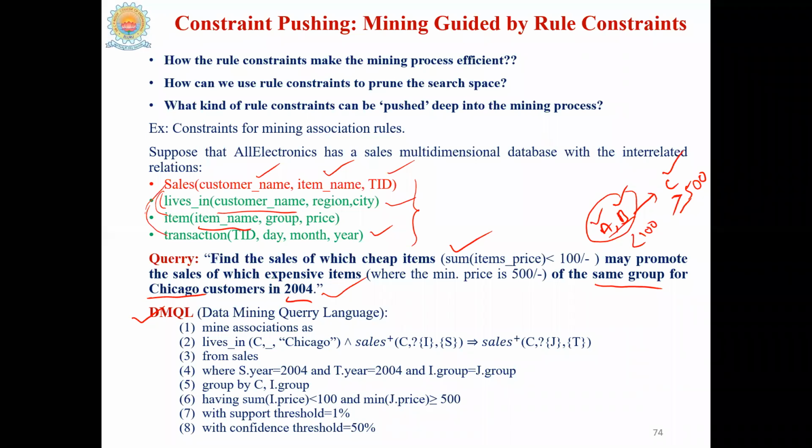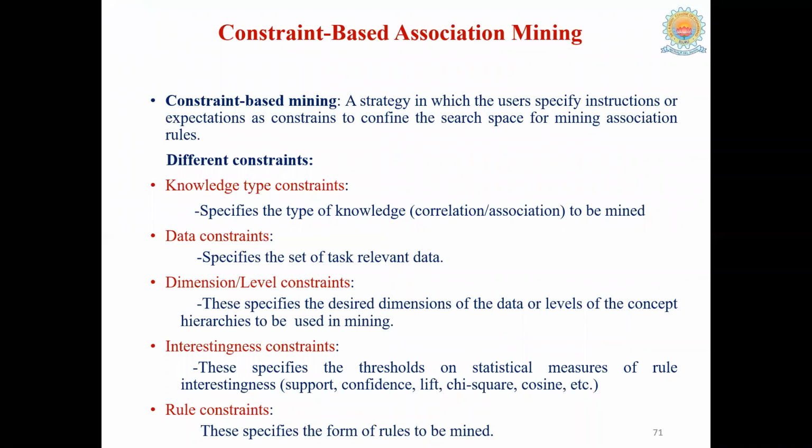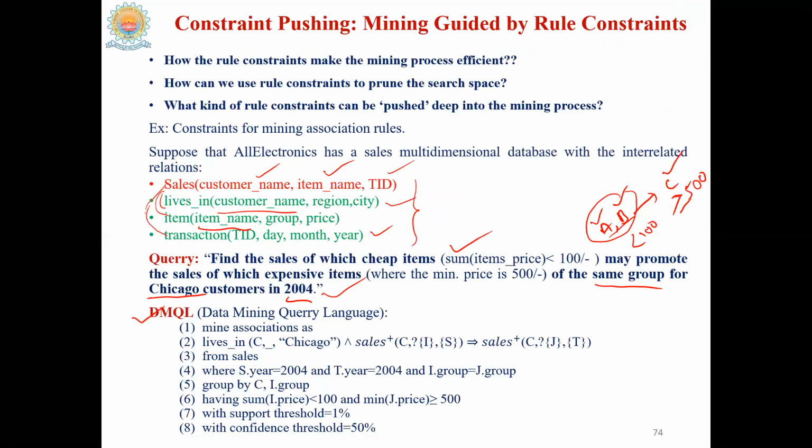Here, out of the different constraints, right? Knowledge, data constraint, dimensionality or level constraint, interestingness constraint, rule constraints, etc. Out of all these, the first constraint is the knowledge type. Knowledge in the sense of whether we are going to mine association rules or correlation rules, which kind of knowledge you are going to mine. So line 1 indicates the knowledge type constraint.